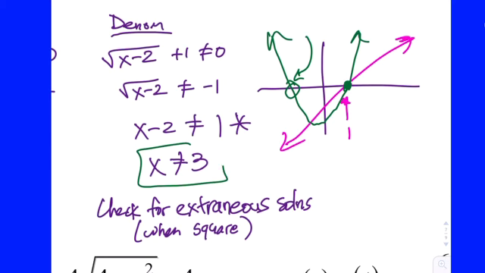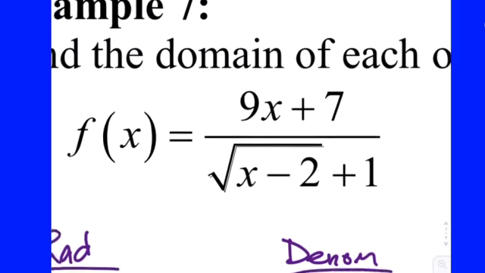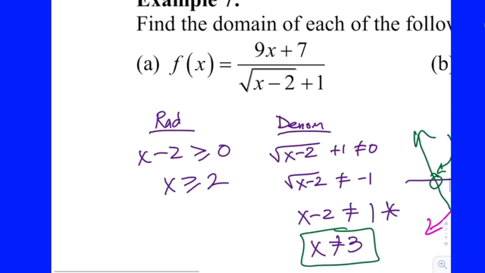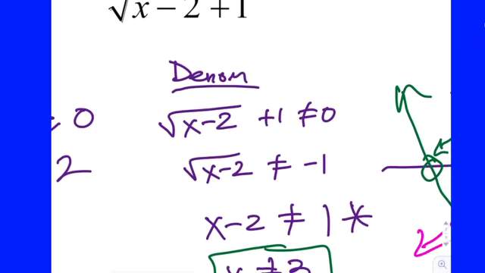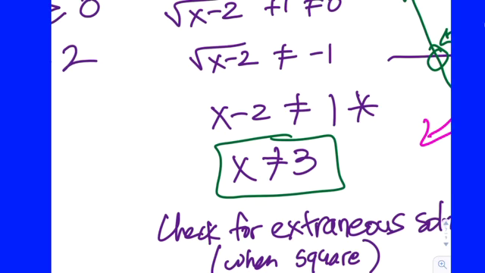So let's see. We said that x cannot be 3. Let's try it out. What do you get when you plug a 3 back into the denominator? We're saying it causes a 0 down there. 3 minus 2 is what? 1. The square root of 1 is 1. 1 plus 1 is 2. Not 0. It's 2. My bad, 3. I'm sorry. I colored the wrong guy. I thought you caused a 0 in the denominator. You're causing a 2 in the denominator. So this would be an extraneous solution.